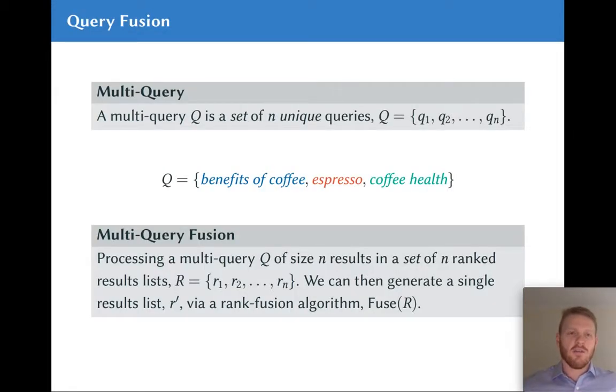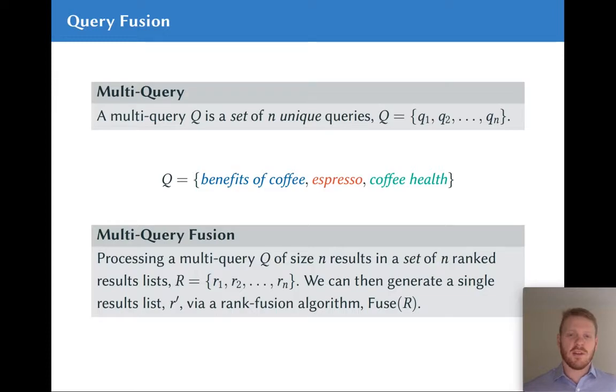So, to start off with, a few quick definitions. Firstly, a multi-query is defined as a set of n unique queries, q sub 1 through to q sub n. In the example here, we have a multi-query with three queries. One is benefits of coffee, the second is espresso, and the third is coffee health.